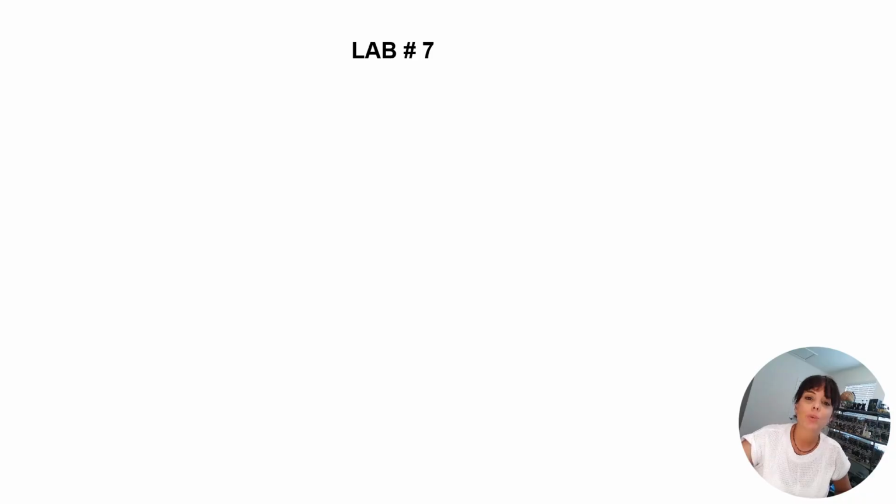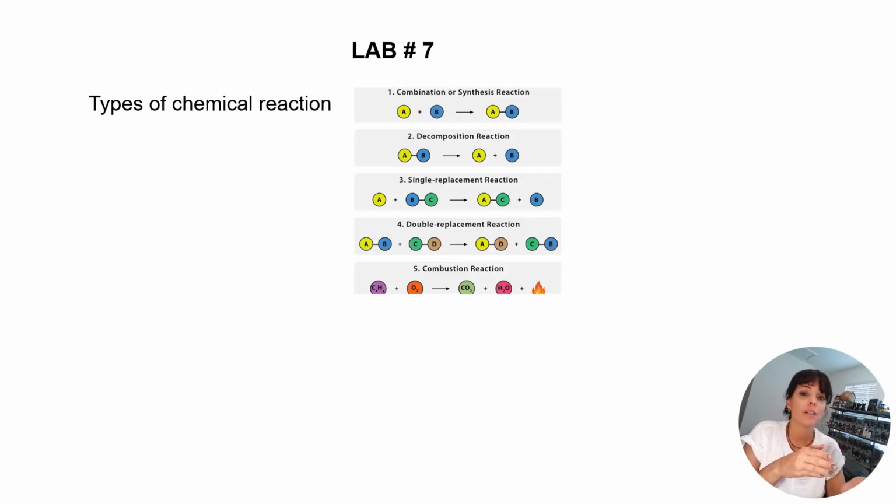So lab 7 was created to explore a little bit about the types of reactions that we already talked about in class. We have a combination or synthesis reaction, a decomposition reaction. We talked about single and double replacement, and also neutralization, a reaction that occurs between acid and base, forming salt and water. And we also talked about the combustion reaction.